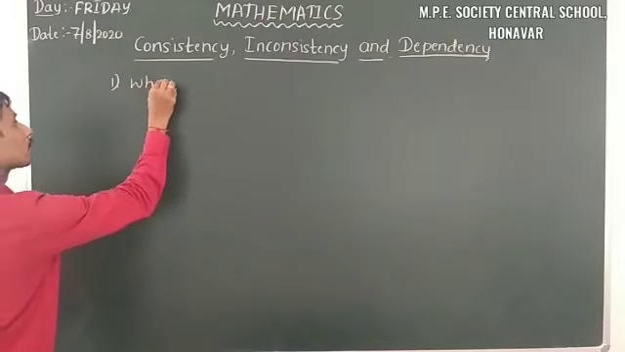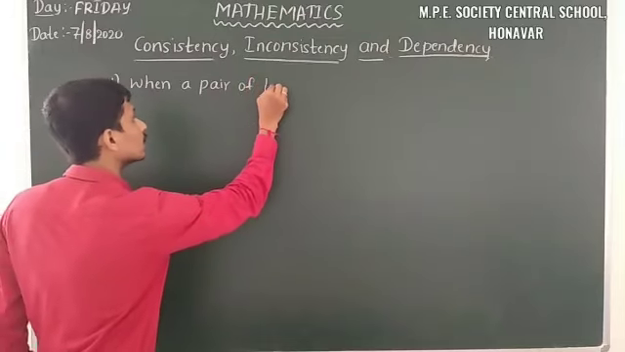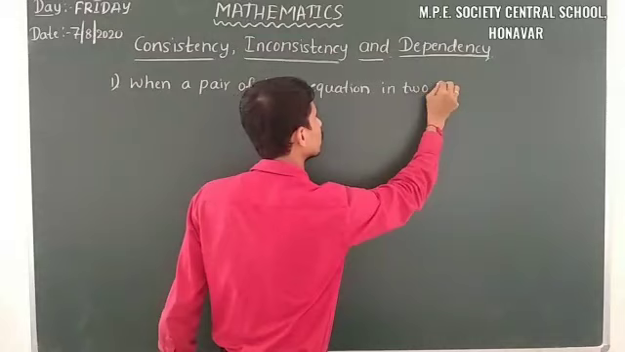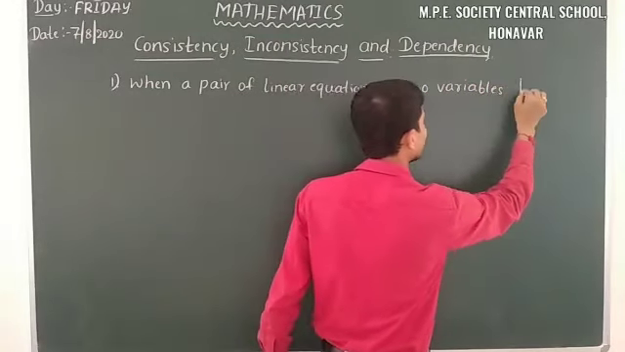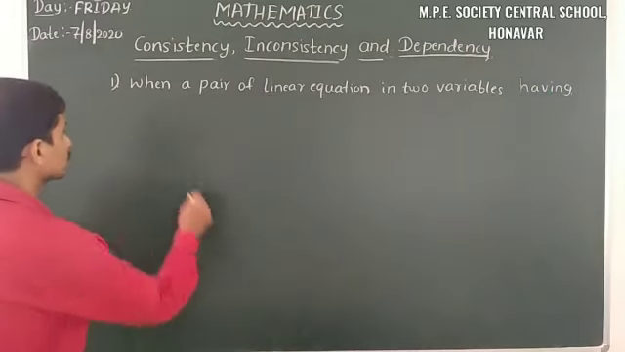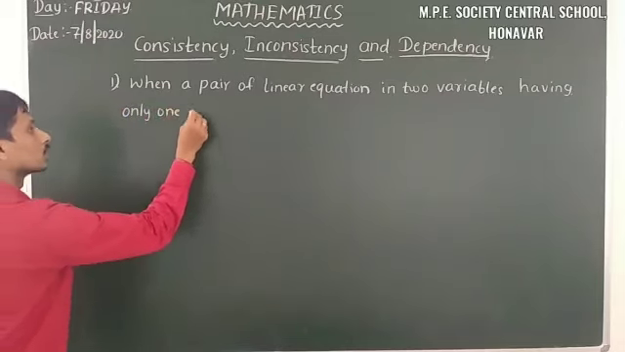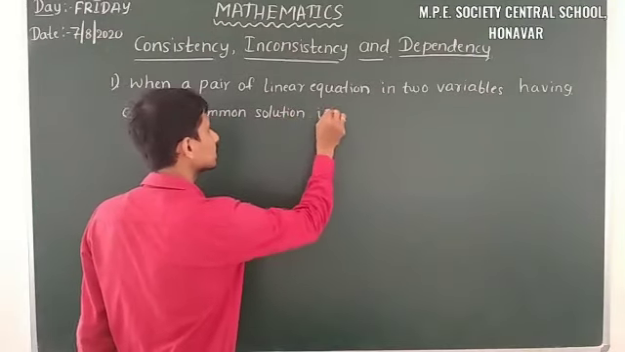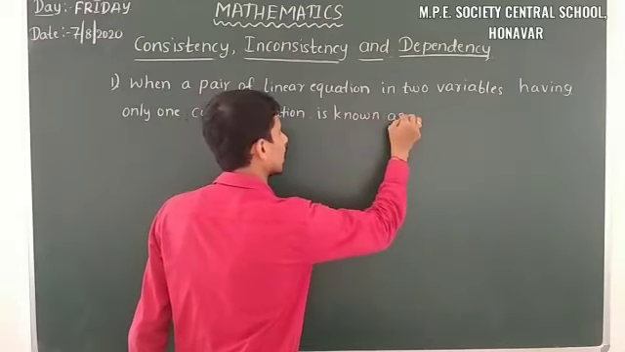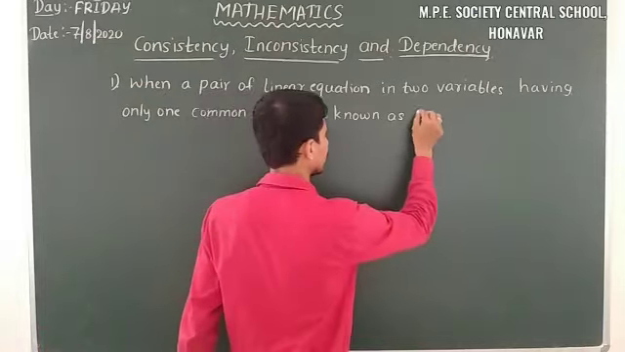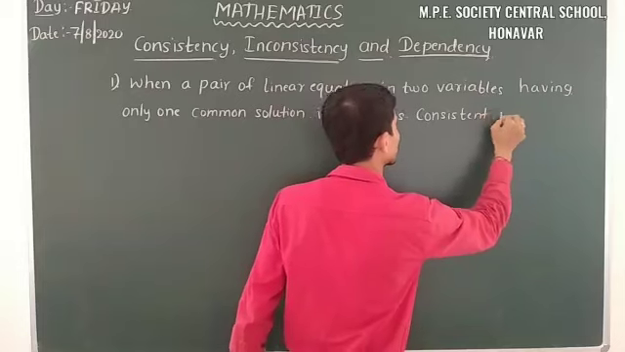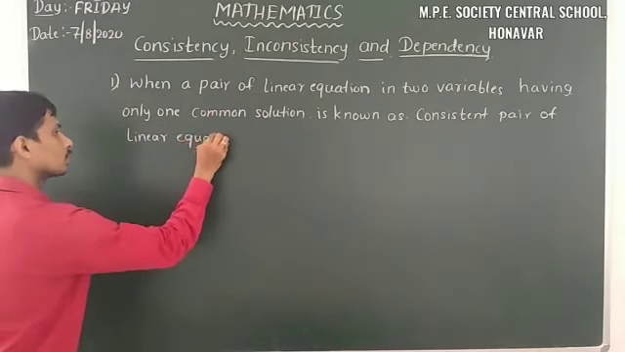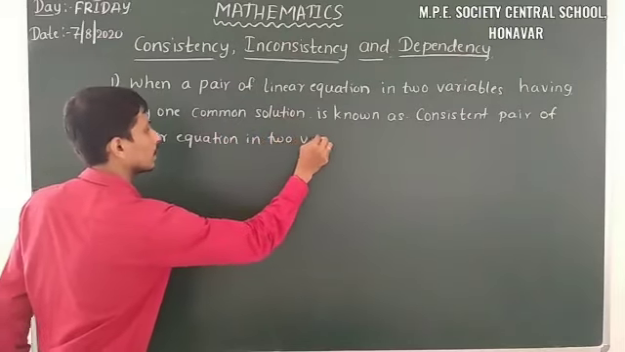That is, when a pair of linear equations in two variables having only one common solution is known as a consistent pair of linear equations in two variables.